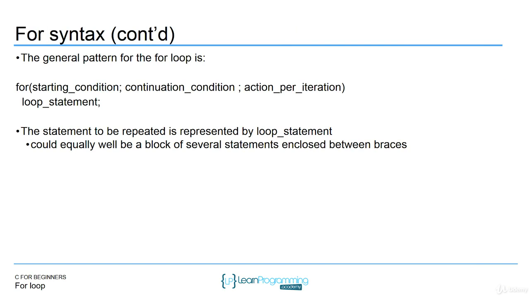Let's go through this in detail. The general pattern for the for loop is this type of statement. You have a for, and then you have a starting condition. This is pseudocode, I'm trying to describe the for loop here. The starting condition is the first thing, everything before the first semicolon. The second thing is the continuation condition with a semicolon at the end. And the last thing between the parentheses is the action per iteration. I want to describe each one of these. After that, inside the body is the loop statement. The loop statement is pretty easy. That's just inside the body.